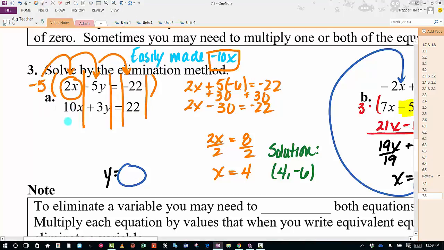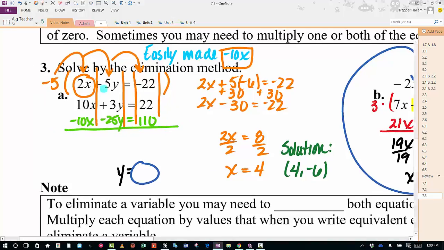We'll use green now. So negative 5 times 2x, negative 10x. That's what we want. There's our 0. You can see it happening. Negative 5 times 5y, negative 25y. And then my equal sign drops down. It's over equal sign. And 22 times 5, what do you get? Negative, positive 110. Okay? Draw my line.